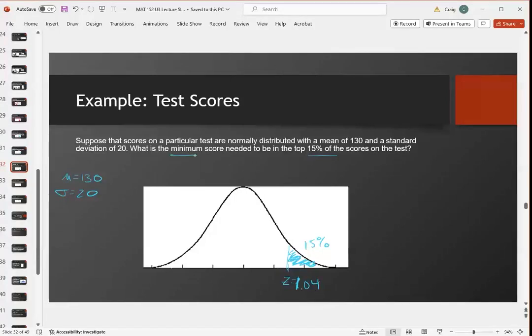If we want to know the minimum score on the test to get in the top 15%, then we have to take our z-score and our mean and standard deviation and calculate x. Remember, x equals the mean plus z times the standard deviation. And so that is the mean of 130 plus 1.04 times 20, which is 130 plus something I can't do in my head.